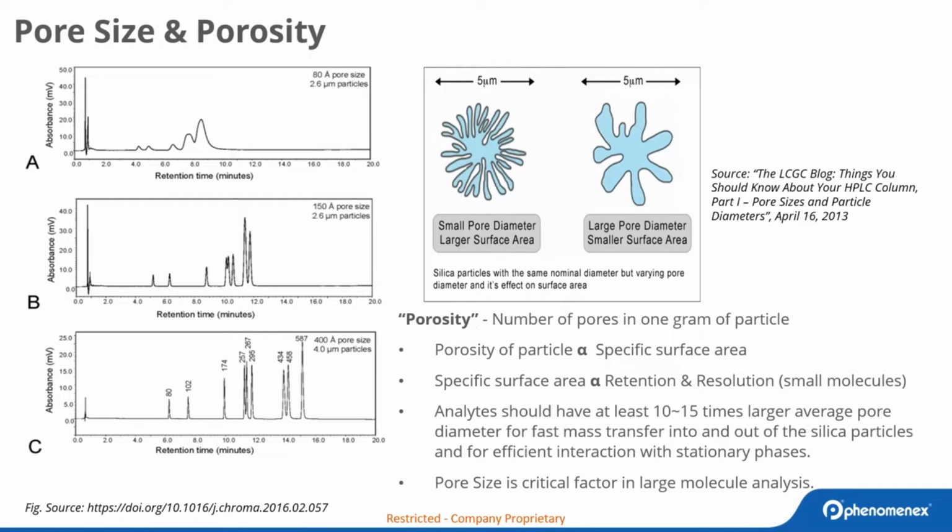So the larger the surface area of the small pore silica stationary phase, the more retention and more resolution it will provide for smaller molecules compared to larger pore sizes. But again, the larger pore sizes are needed for larger analytes. Analytes should have at least 10 to 15 times larger pore diameter to ensure that the mass transfer is fast into and out of the silica particle for efficient interaction with the stationary phase. That's key, right?